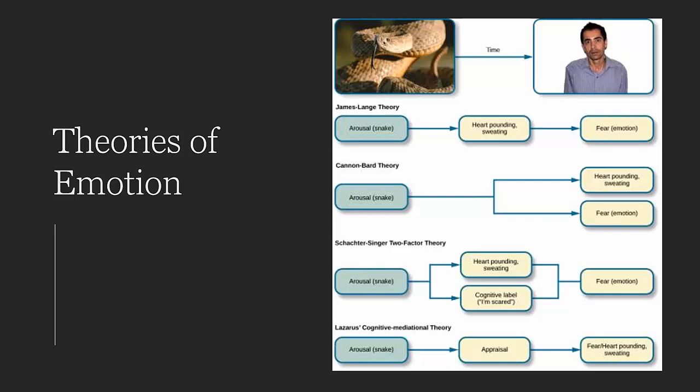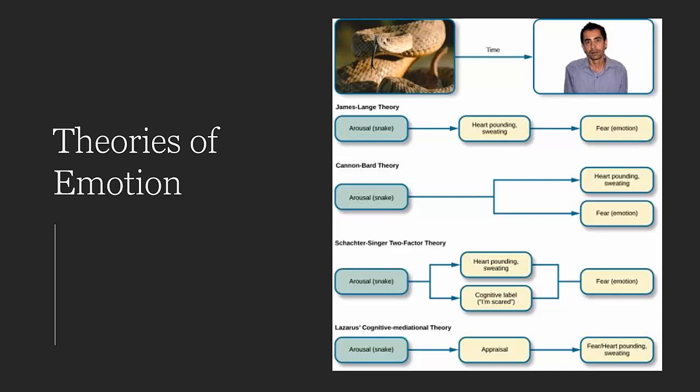And James Lange basically thought that the way that we experience an emotion is that you have the stimulus. In this case, there's a snake that's going to cause fear. So you see the snake. According to James Lange, the first thing that's going to happen is your body is going to respond physiologically. Your heart rate is going to increase, you're going to start sweating, all those physiological parts. And then only after you've experienced that physiological component, then you feel the affective component, the actual internal fear. So according to James Lange, physiological comes first, and then the internal affective piece comes after that.